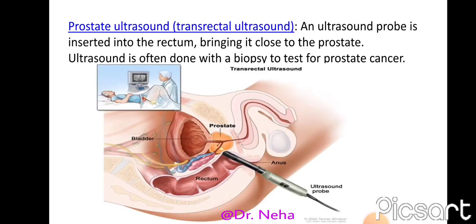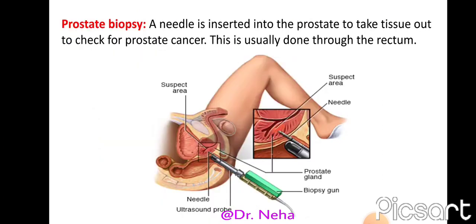Now prostate ultrasound or transrectal ultrasound. An ultrasound probe is inserted into the rectum, bringing it close to the prostate. Ultrasound is often done with a biopsy to test for prostate cancer. Then prostate biopsy. In this, a needle is inserted into the prostate to take the tissue out to check for prostate cancer. This is usually done through the rectum.